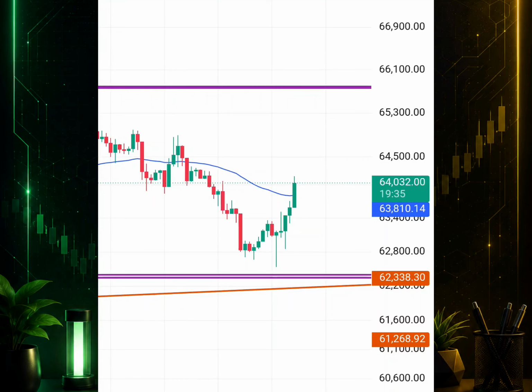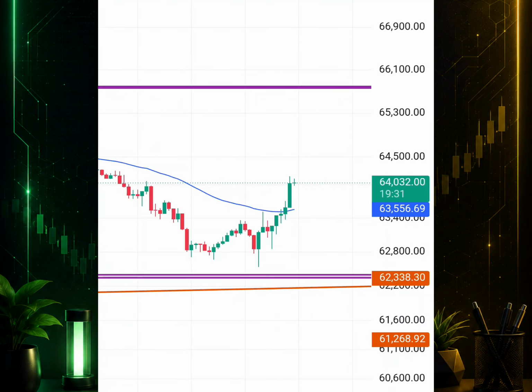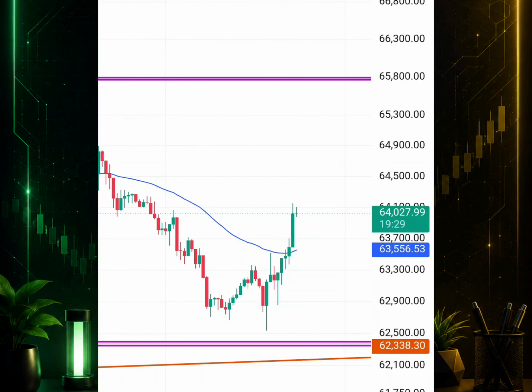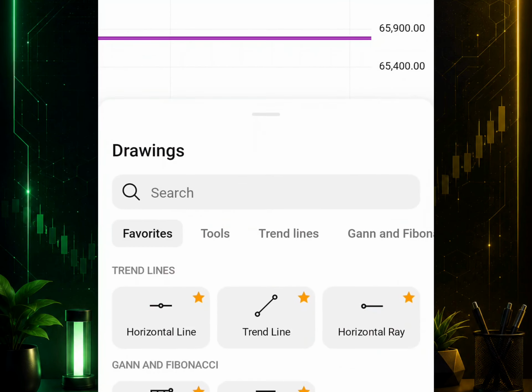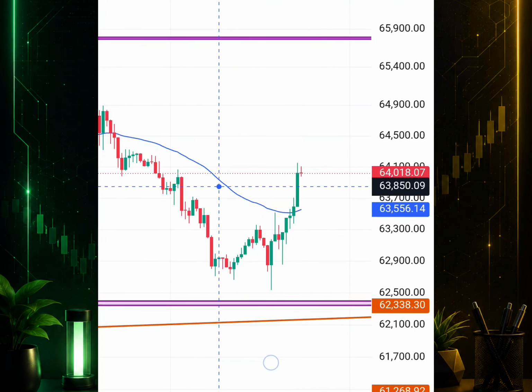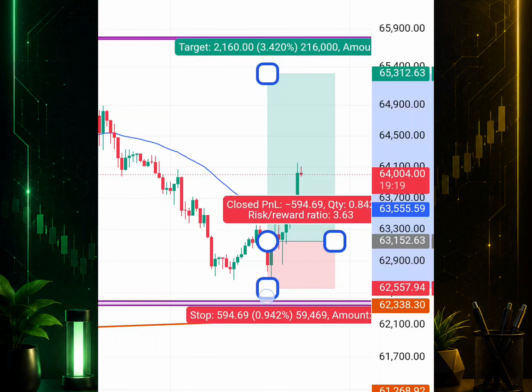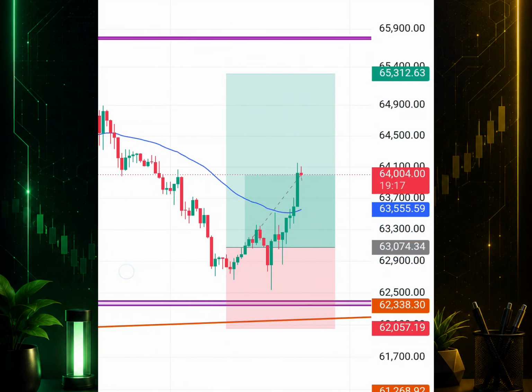So guys, let me just go to 30 minutes. You can see, after this candle confirmation, I saw the confirmation candle show me that, let me just go and buy right now, and I placed my stop below the candle. Then I'm targeting the next area.